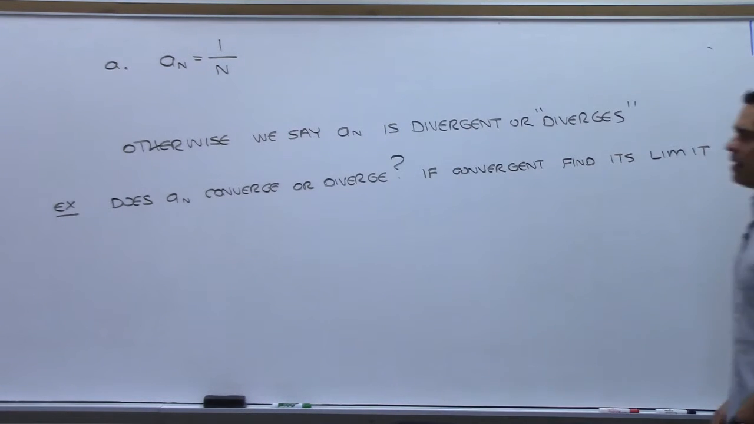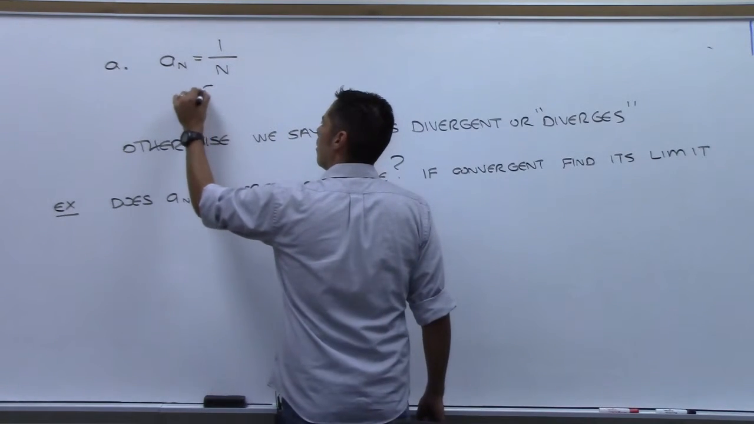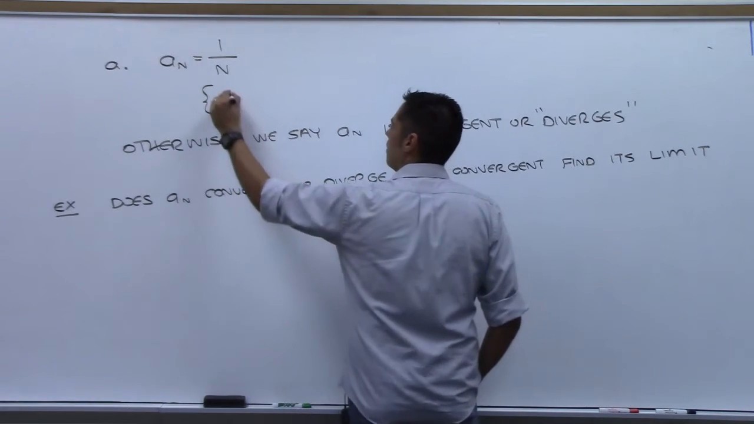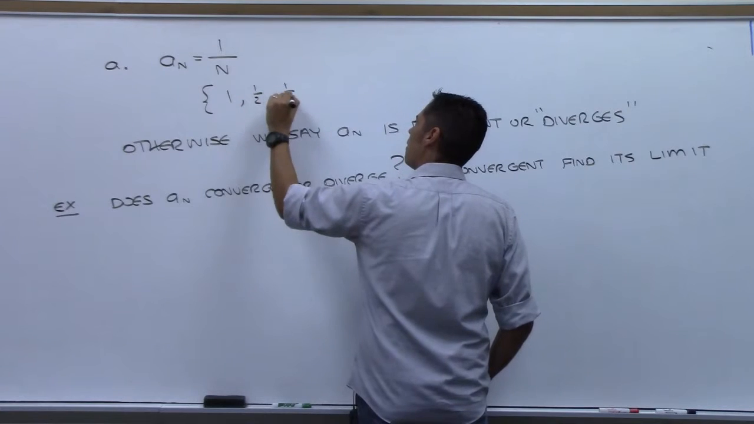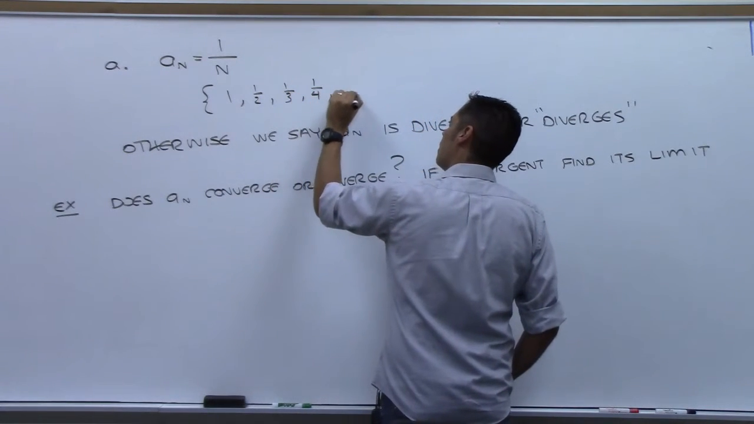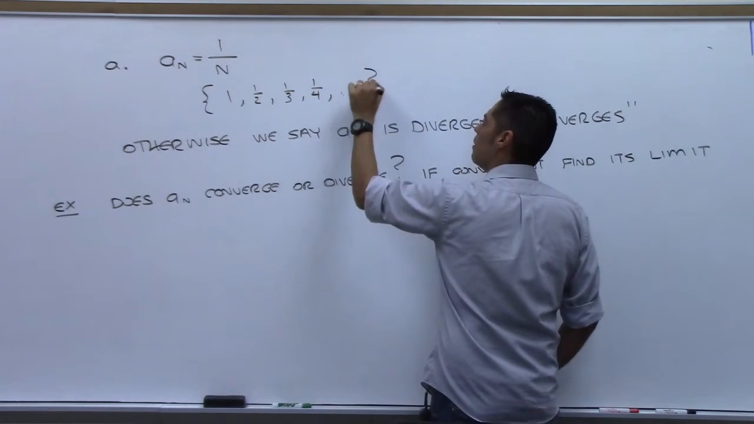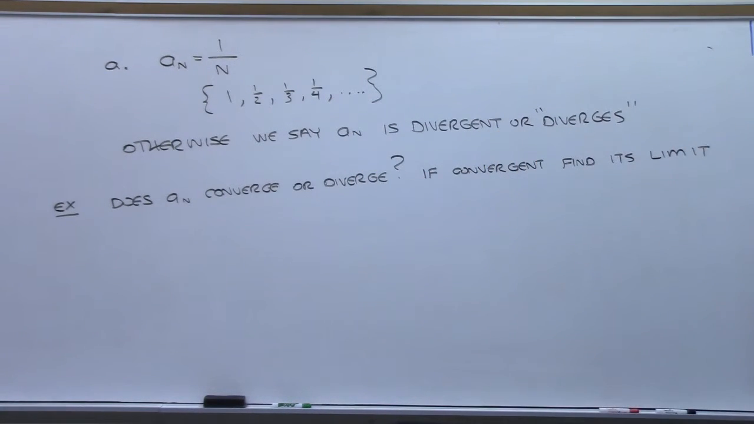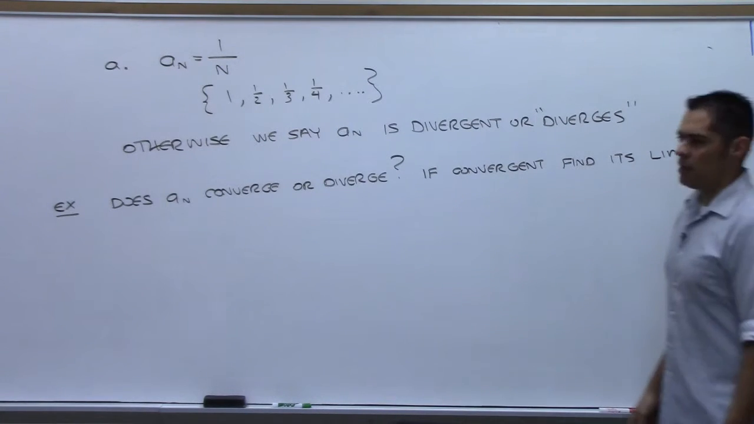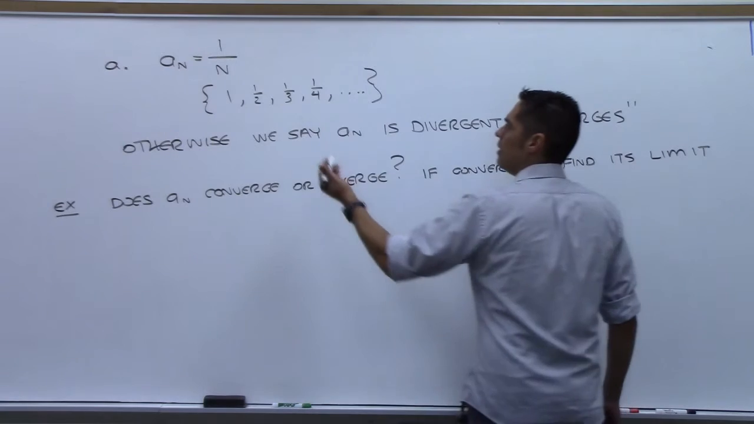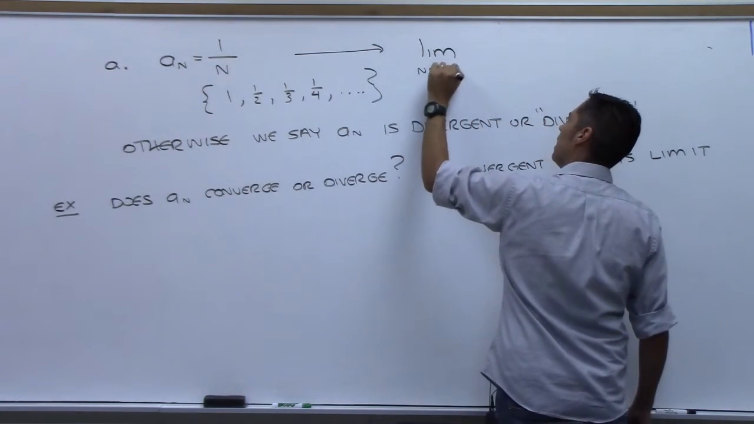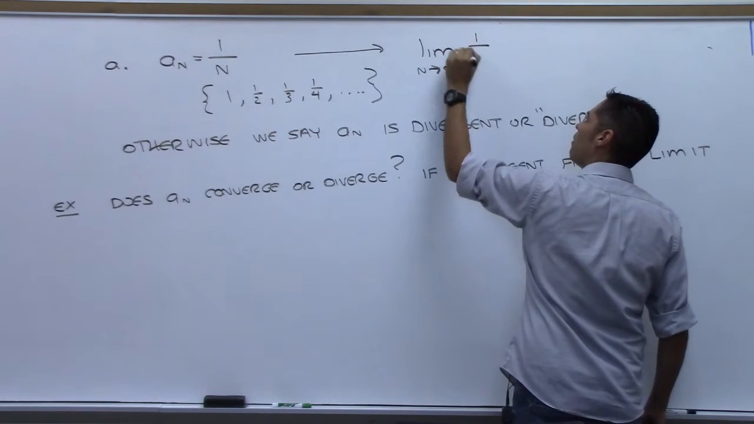Before you tell me an answer, what does this sequence look like? 1, 1/2, 1/3, 1/4, forever, right? Are these numbers getting closer and closer to something? 0, right? So it converges. But in terms of a limit, I'm doing the limit as n goes to infinity of 1 over n.